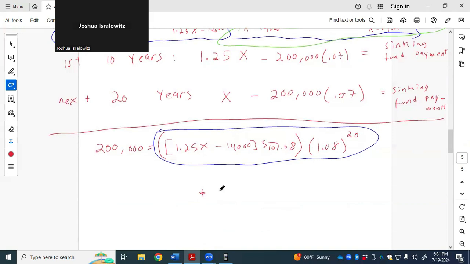like you do here. Like I did 1.08 to the 20th. So it is x minus 14,000 s angle 20 at 8%. I trust you can do all this in the calculator. If you want to use a formula, fine. I think it is easiest to use the calculator. So x is going to be 13,720 and 93 cents.